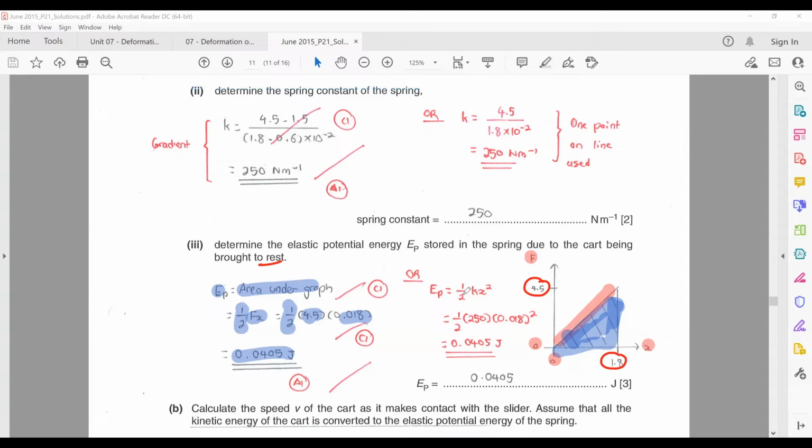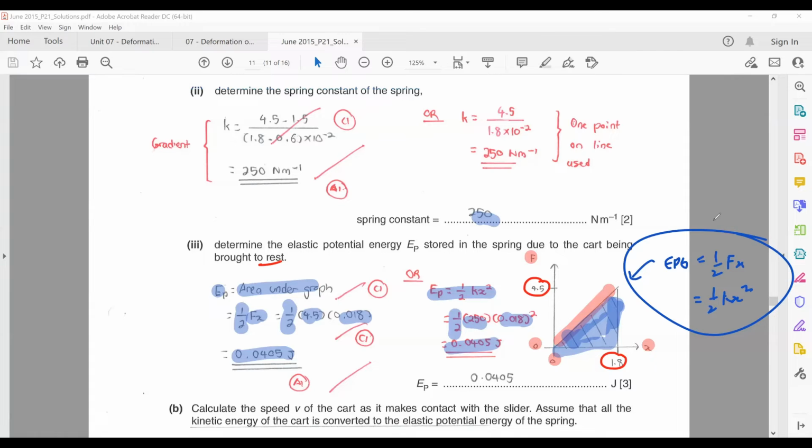Or you can also do it as this. EPE is half kx squared. You already found out the spring constant is 250. So just sub it inside, sub in the compression, and you get the answer. Because this graph is still obeying Hooke's law, that's why you can say that EPE is half Fx, half kx squared. I made special mention of this in the previous lesson: only applicable if Hooke's law is still obeyed. So this one is a straight line through the origin, Hooke's law is obeyed, so I can use this too.